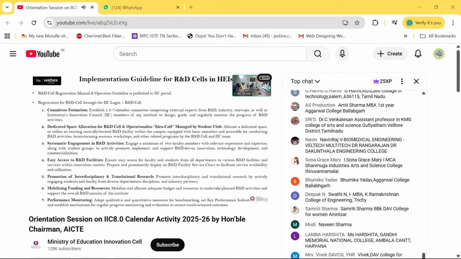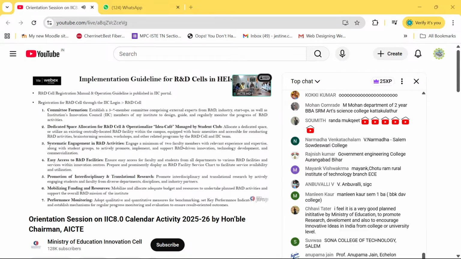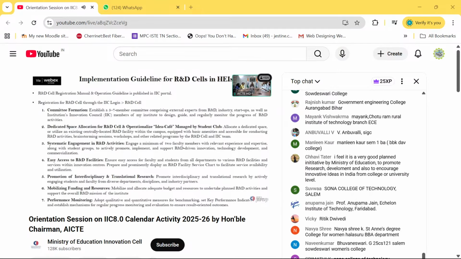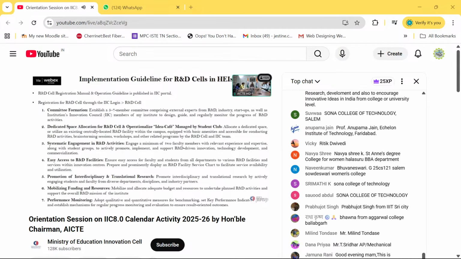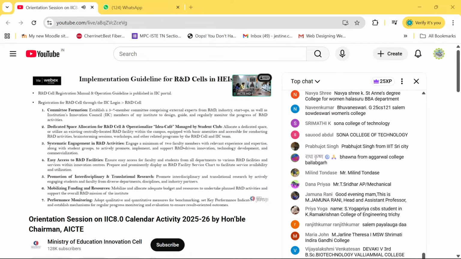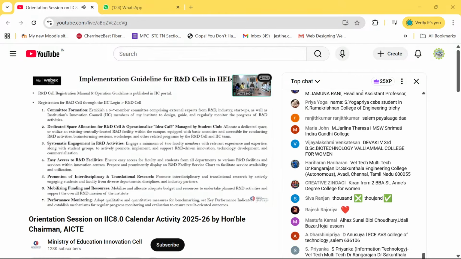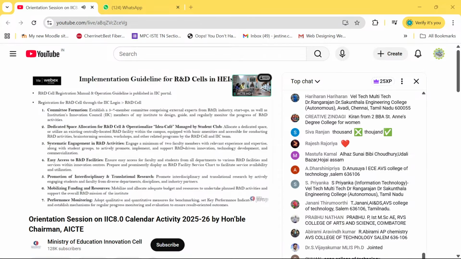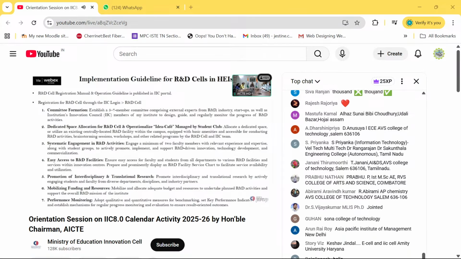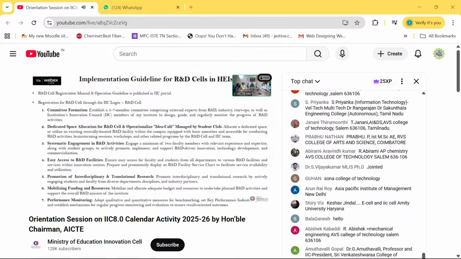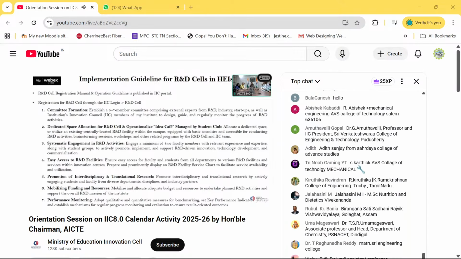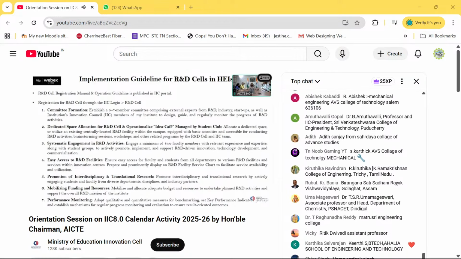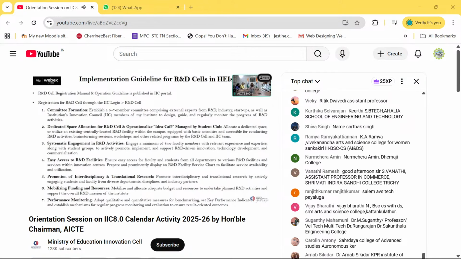institution is that they have to form a 5 to 7 member committee to drive these R&D cell activities and for regular improvisation. And also they have to allocate a dedicated space for the R&D cell, and also operationalize an Idea Cafe to be managed by the student club or the student bodies. And Idea Cafe will provide the opportunity to the student bodies to come up with their research-driven and creative ideas for brainstorming and to demonstrate.